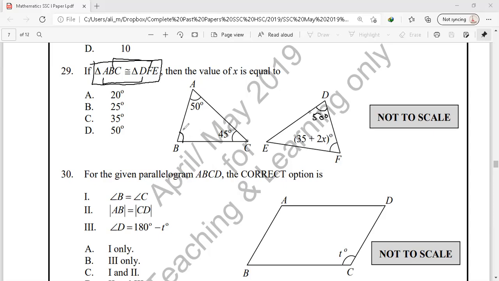So we can state this as 35 plus 2x. So we have all three angles in triangle ABC, and we can calculate the value of x. We know that the sum of all the angles of a triangle is equal to 180 degrees. So angle A is 50, angle B is 35 plus 2x, and angle C is 45, equals 180 degrees.